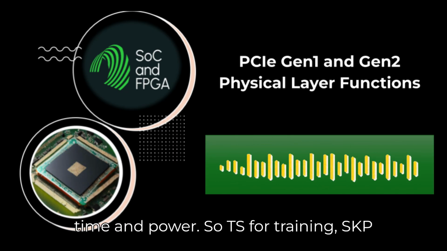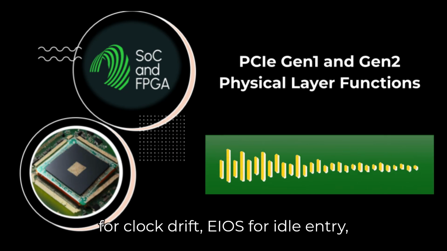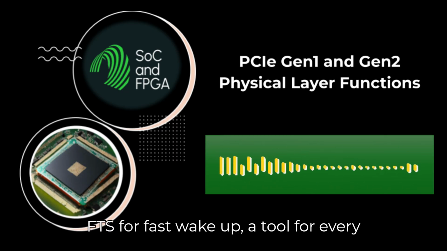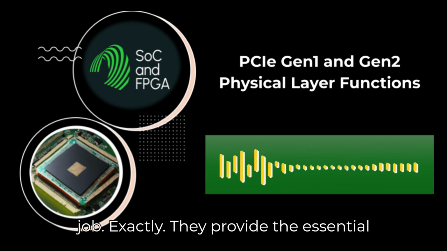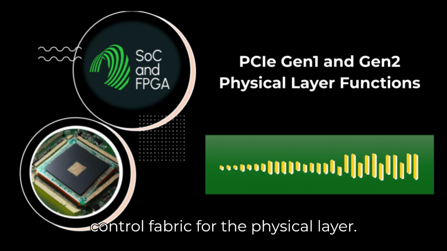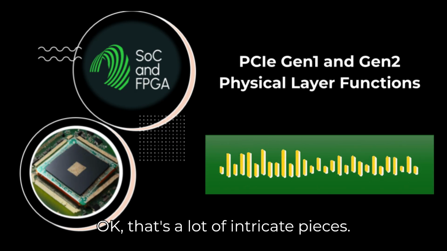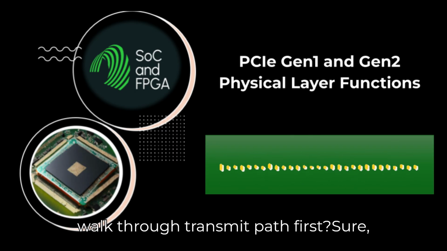So TS for training, SKP for clock drift, EIOS for idle entry, FTS for fast wake up, a tool for every job. Exactly. They provide the essential control fabric for the physical layer. Okay, that's a lot of intricate pieces. Yeah. Can we do one final quick summary walkthrough? Transmit path first? Sure, transmit.